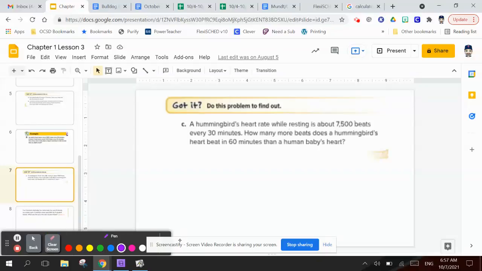So again, I have 7,500 beats in 30 minutes. I want to know how many that is in 60 minutes. So what can I multiply by 30 to get 60? What can I multiply by 3 to get 6? That's 2. So then I have to do the same thing to my numerator and multiply each by 2. 75 times 2 would be 150. So that would be 15,000 beats.